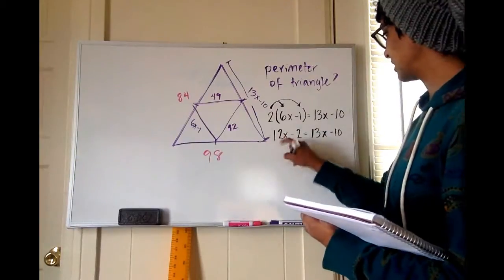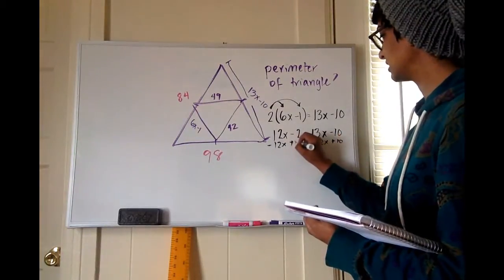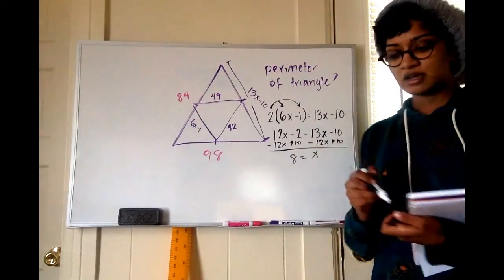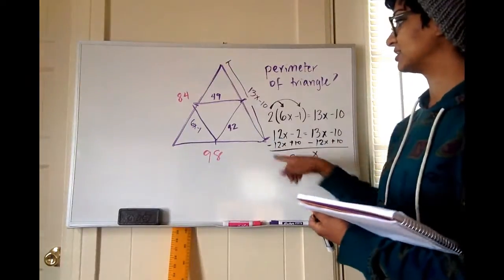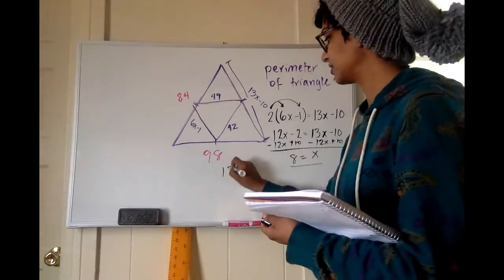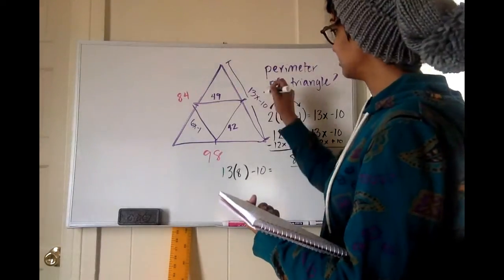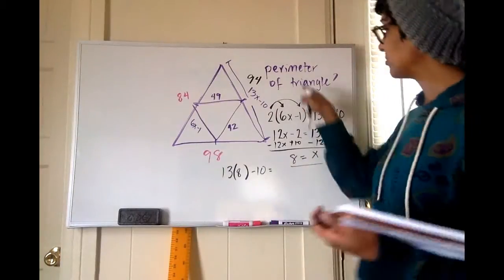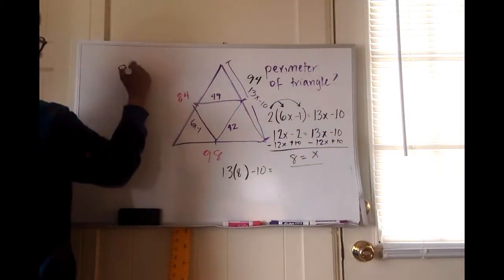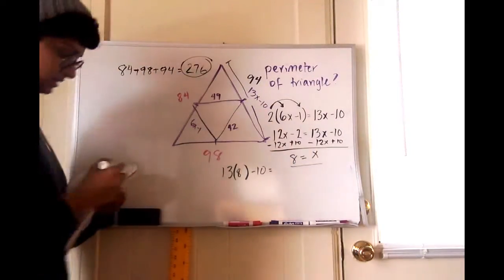Okay? So now we've got to move everything to each side, so I'm going to subtract 12x, minus 12x, plus 10, plus 10. This goes away. This becomes 8 equals x. I'm not done yet, because I want to find the length of this side. So I have to plug in 8 for x, and then I'll find that side. I'll get 13 times 8 minus 10, and that gives me 94. This is 94 up here. And the perimeter is adding each of the sides together. So I will do 84 plus 98 plus 94, and that gives me a total of 276, and there's your answer.